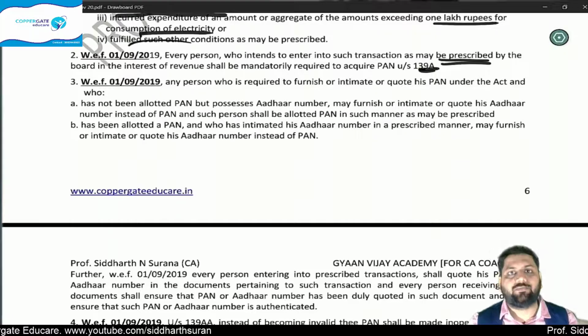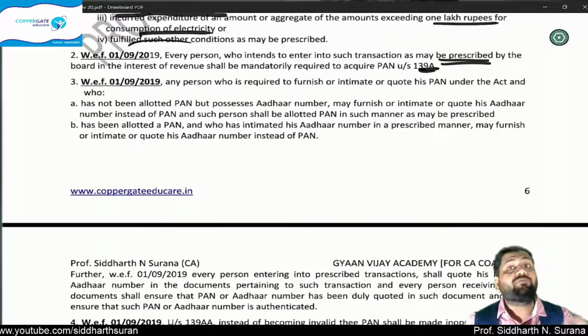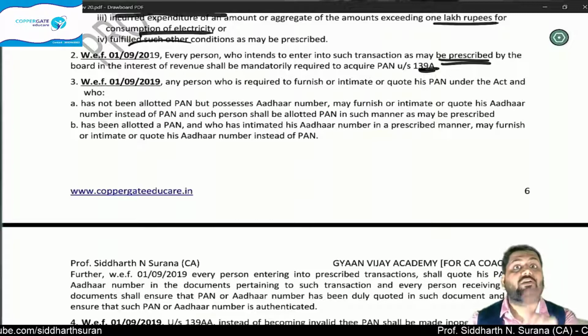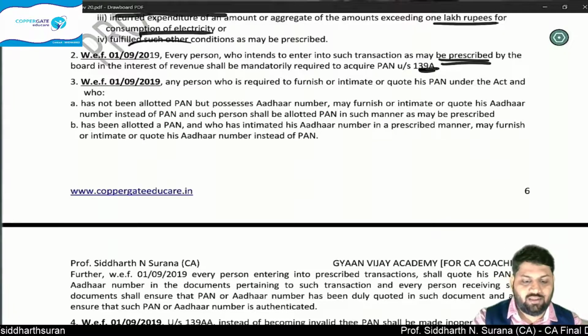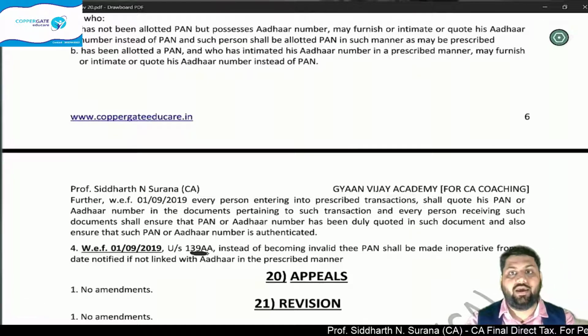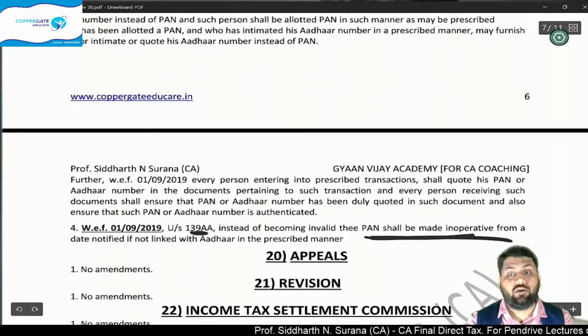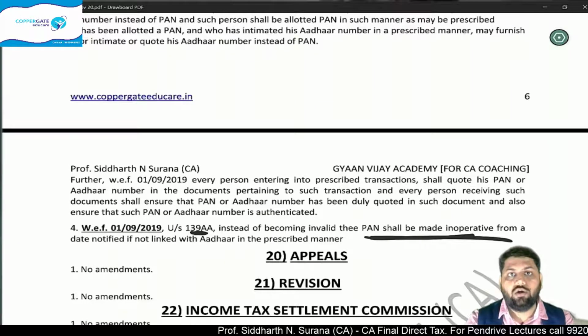The system will allot a 10-digit PAN. So you just quote your Aadhaar, and their system will allot a PAN. But for any person who already has a PAN, it will be mandatory to link your PAN and Aadhaar. Otherwise, let me talk about this amendment first. If you don't link your PAN and Aadhaar, your PAN will be made inoperative. That existing PAN will be inoperative and the system will allot you a new PAN.